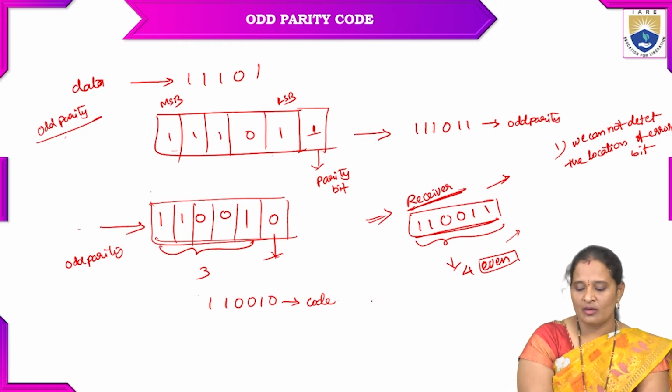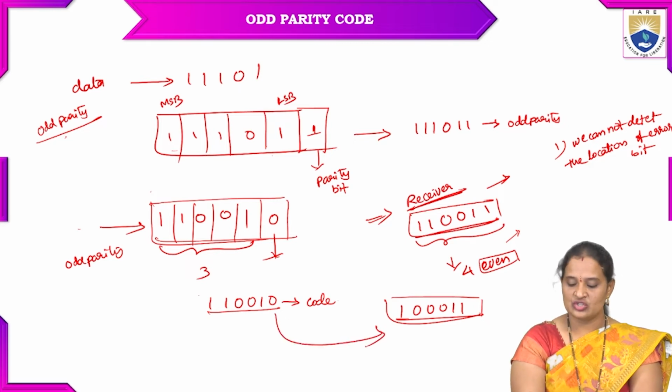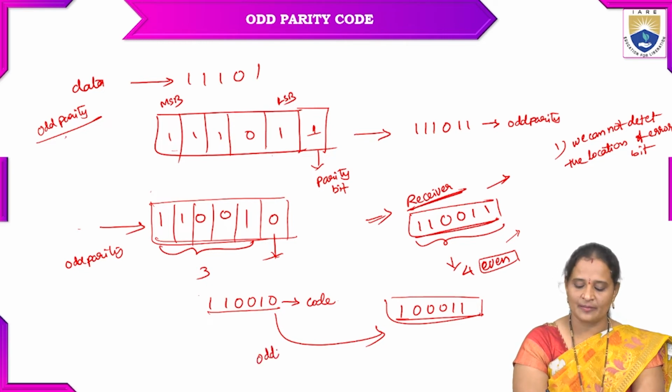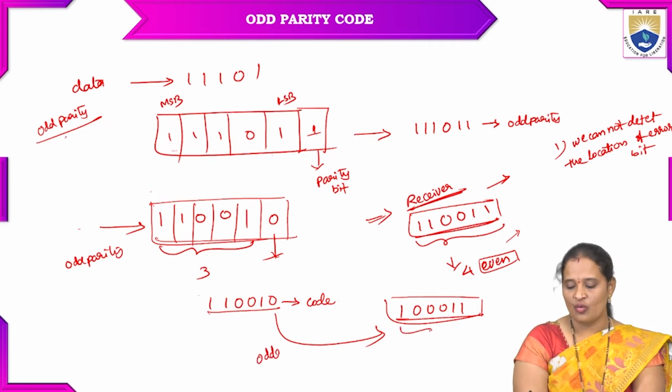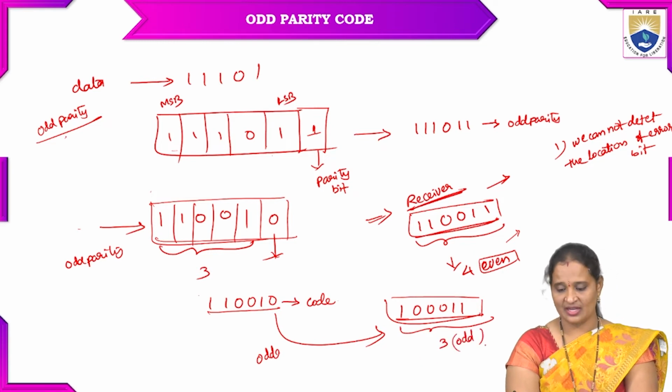Now, one more example. Here, this was the message transmitted, but we have received this message instead. So, what was the parity that was used at the transmitter side? Odd parity. Now, at the receiver side, what is the number of ones? It is 3. So, what is the type of parity here? It is also odd.